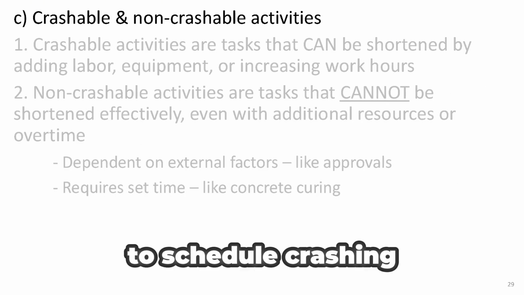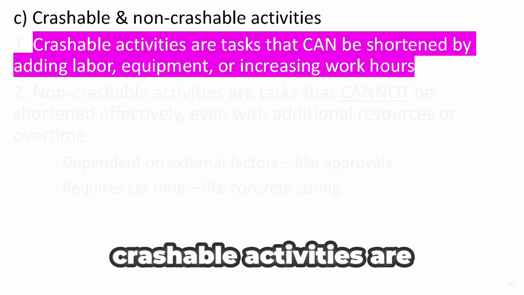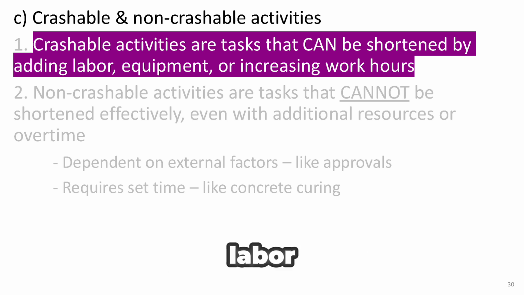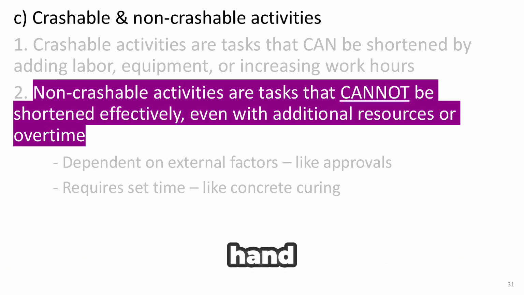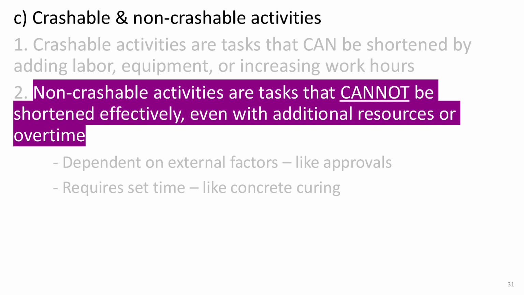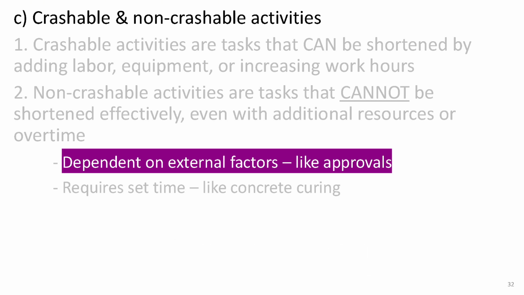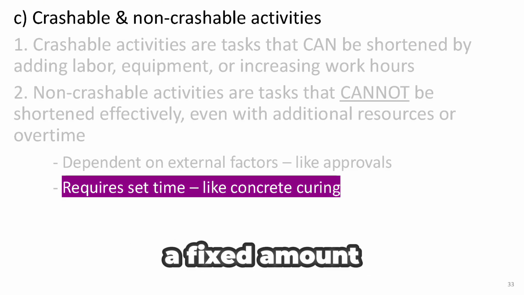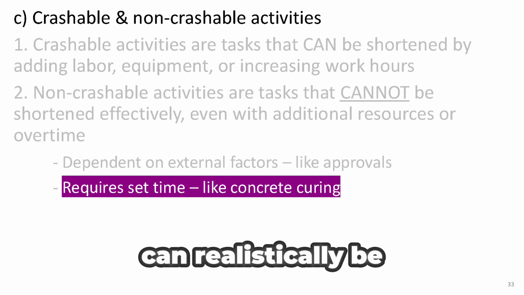When it comes to schedule crashing, it's important to understand the difference between crashable and non-crashable activities. Crashable activities are the ones that can be shortened by adding more labor, bringing in extra equipment, or extending work hours. These are typically tasks where increasing effort directly leads to faster completion. On the other hand, non-crashable activities are those that can't be shortened, no matter how many resources you throw at them. This might be because they rely on external factors, such as waiting for permits or approvals, or because they involve processes that simply take a fixed amount of time, like allowing concrete to cure. So, when you're looking to speed up a project, it's crucial to identify which tasks can realistically be crashed.